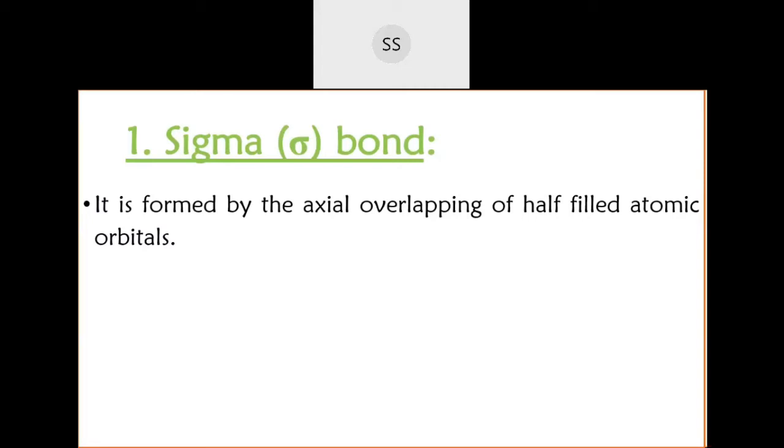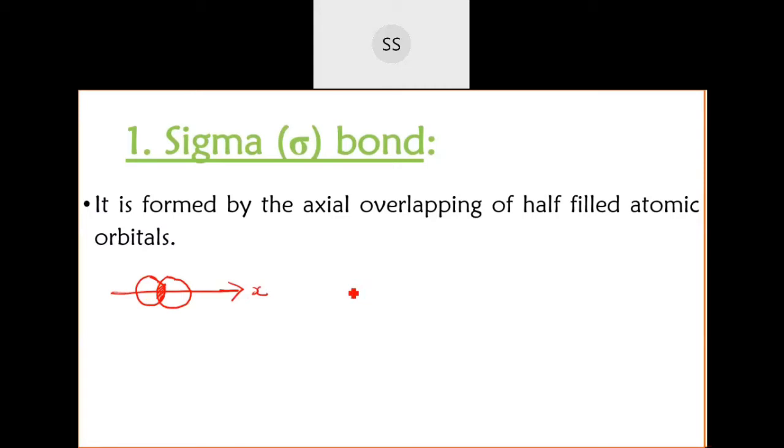I will explain sigma bond and pi bond in detail, because there are different types which you need to study. If the bond formed is by axial overlapping of half-filled atomic orbitals, axial overlapping means on the axis. For example, an s orbital combines with another s orbital. If I take this as the axis, the x-axis, on the axis these two atomic orbitals have combined together. Then such type of bonding is called a sigma bond.